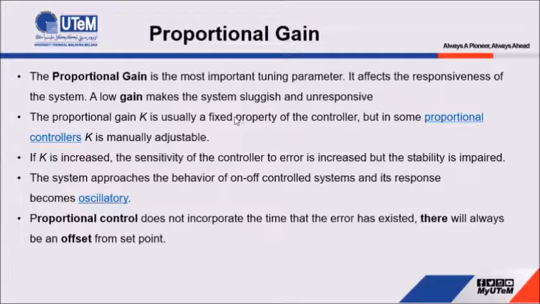The proportional gain is usually a fixed property of the controller, but in some proportional controllers, K is manually adjustable. If K is increased, the sensitivity of the controller to error is increased, but the stability is impaired. The system approaches the behavior of an on-off control system and its response becomes oscillatory. Proportional control does not incorporate the time that the error has existed. There will always be an offset from the set point.